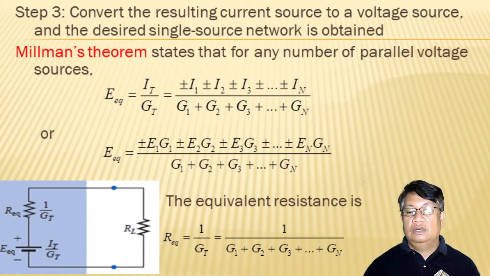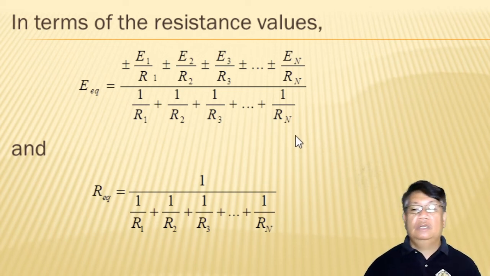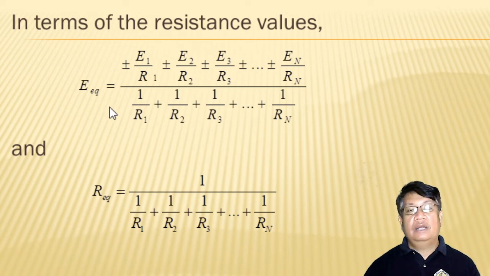It is already reduced to the equivalent resistance and the equivalent voltage source. So from that equation, we now have this R equivalent equal to this equation, and your voltage equivalent equal to this equation, and the R equivalent equal to this equation. So we are familiar already with this one.